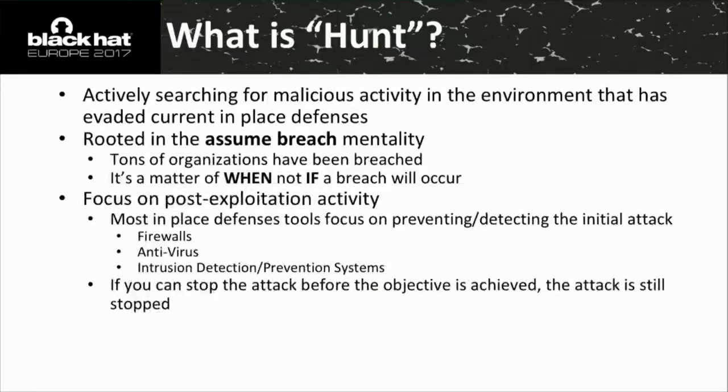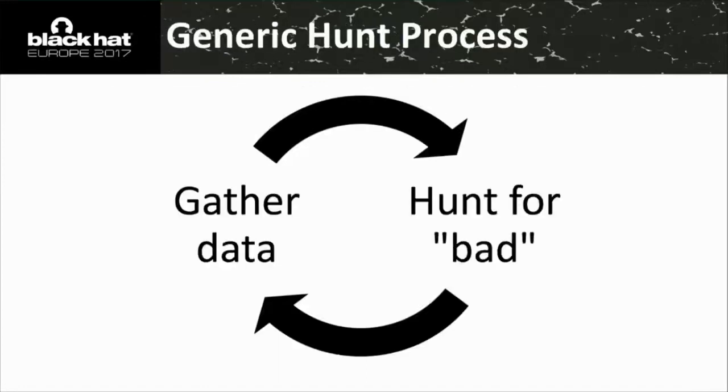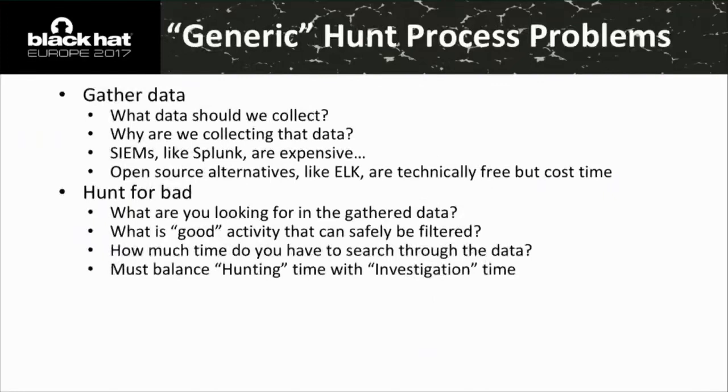So what does a normal hunt cycle look like? The generic beginning-level hunt process that we would often see is two-part, where you gather data and then you hunt for bad, and you're trying to find that APT in your environment. The problem with this is also two-part.